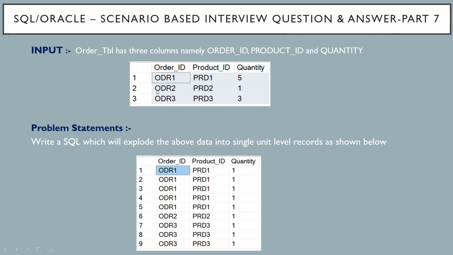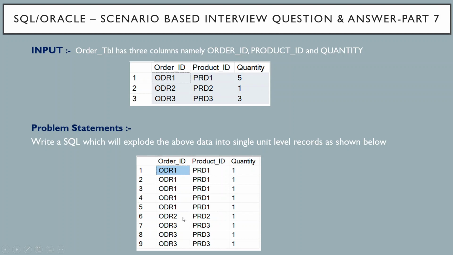Similarly, if you see the second row, order ID equal to 2, we are having quantity as 1. So it is expected that there should be only one entry in the output table. So as you can see in row number 6, we have only one entry for order ID equal to 2. Now similarly for the third row, we have quantity as 3. So if you see the output table, for order ID equal to 3, we have 3 entries in the output table. So this is what is expected in the output table.